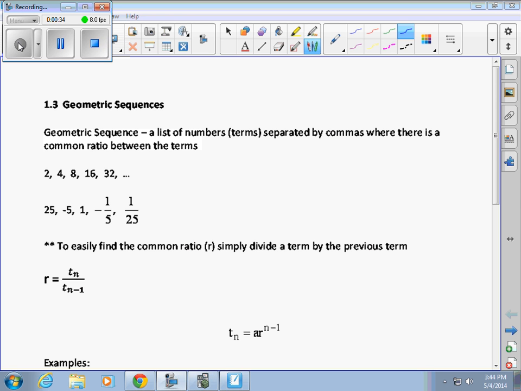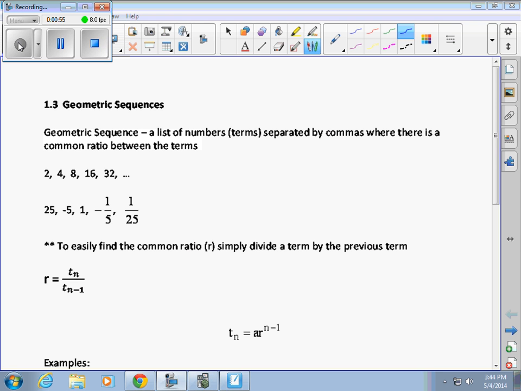Geometric sequences are the same thing as an arithmetic sequence. They're a list of numbers separated by a comma, but the difference between geometric and arithmetic is you have a common ratio instead of a common difference between terms. So difference means you subtract. Ratio means that you're putting it as a fraction, so it's a divide.